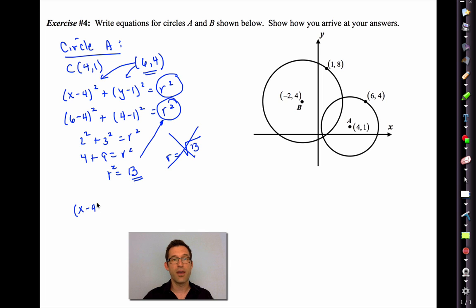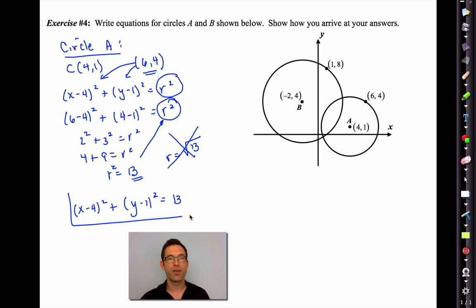So at the end of the day, I can say the equation for circle A is x minus 4 squared plus y minus 1 squared equals 13. That's circle A. Now finding the equation of circle B will be nearly identical. So pause the video now and give it a try.